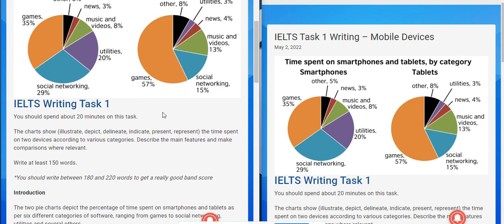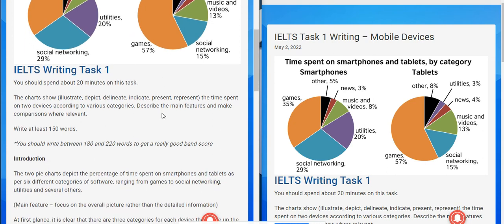Here, on the left hand side, we will read all the information on how to write, how to achieve your task, and how to present all the information in complete form. So let's begin. I hope you will get proper knowledge in this video. The chart illustrates and presents the time spent on two devices according to various categories. Describe the main features and make comparisons where relevant.